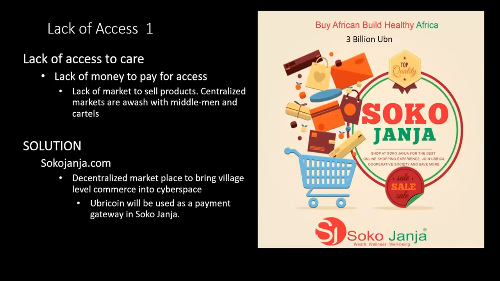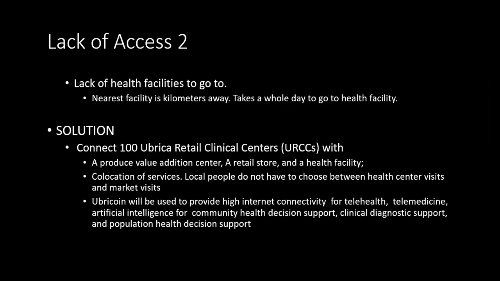The first one is the lack of access to care. Lack of access to care has two problems. One is the lack of money, and people don't go to hospitals because they lack the money to pay for medical services. The only way this problem can be solved is by helping these people make money. Through Eubrika, we can make money on sokojanja.com. It is a decentralized e-commerce platform that seeks to bring the village-level trading into cyberspace.